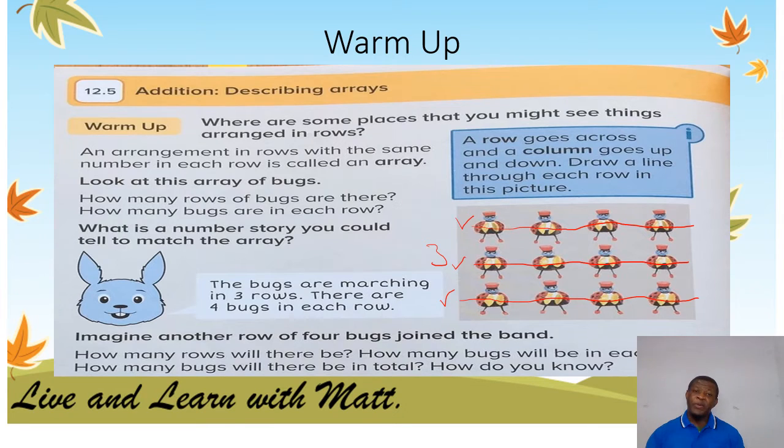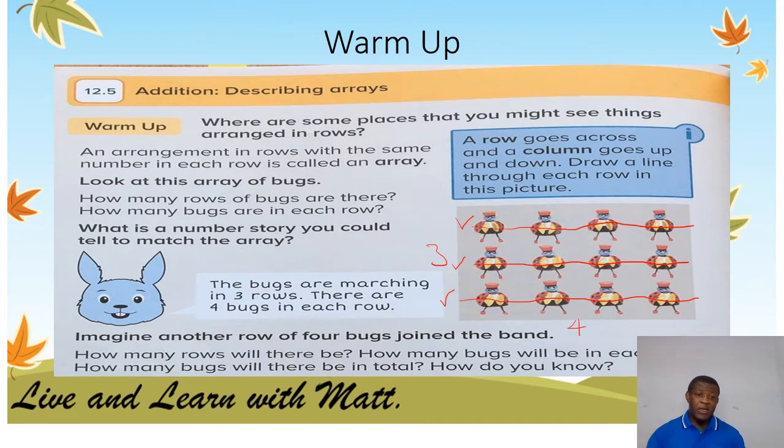what is a number story you could tell to match the array? The bugs are marching in 3 rows. There are 4 bugs in each row. So we have 3 and we have 4. Four bugs in each row.